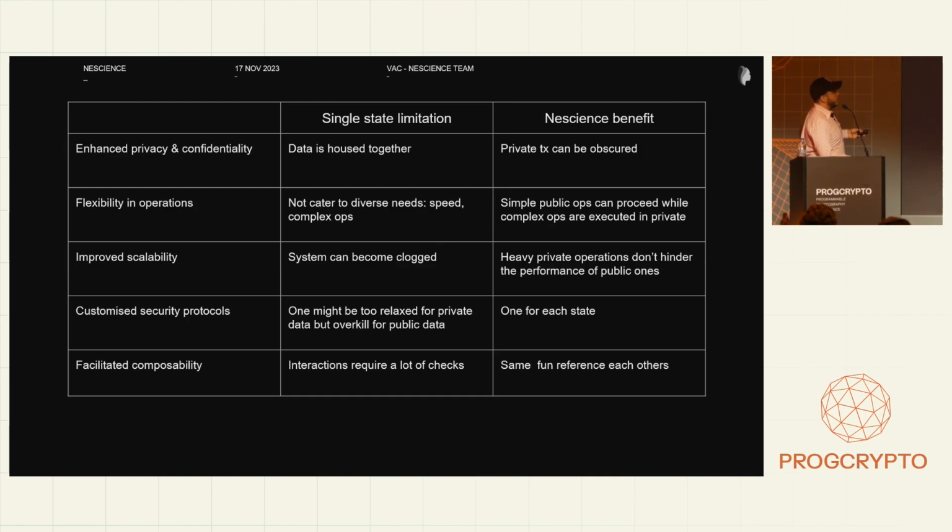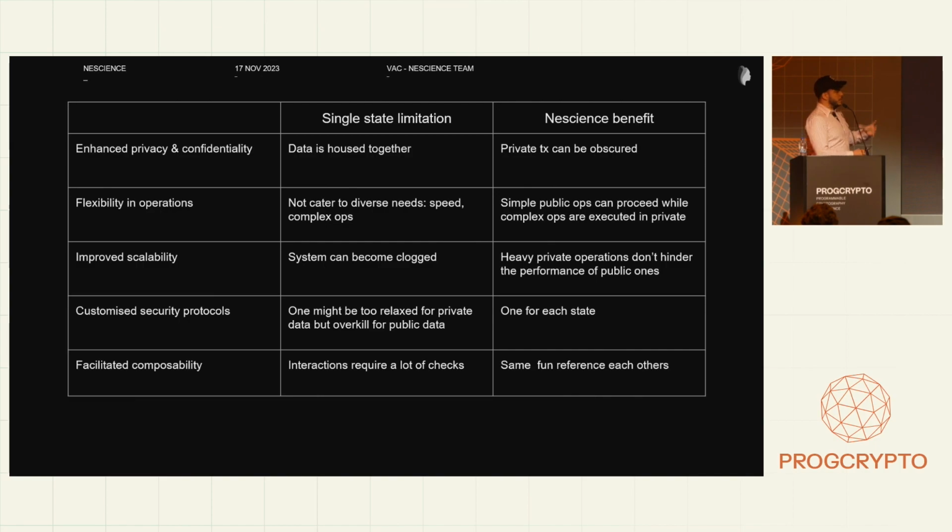Regarding the flexibility of operations, in a single state, there is no catering to diverse needs. Sometimes some operations need to be faster, more complex, or simpler. With state separation, simple public operations can proceed while complex ones can be executed in private. We also need to look at scalability, where a single state system can be clogged, while with state separation, heavy private operations don't hinder the performance of public ones.